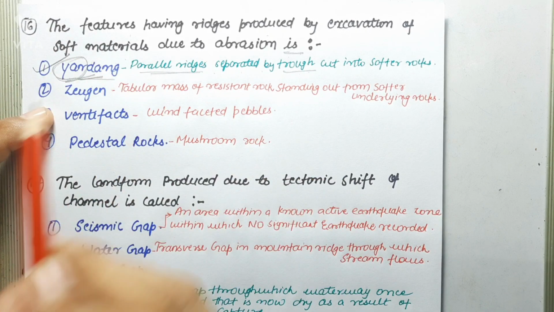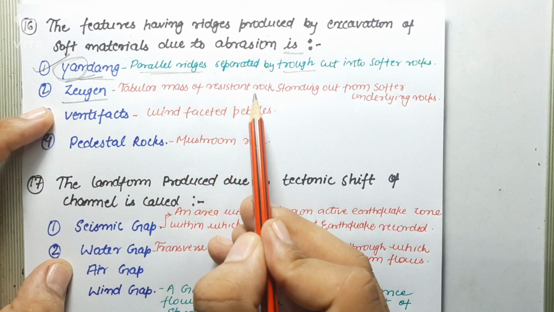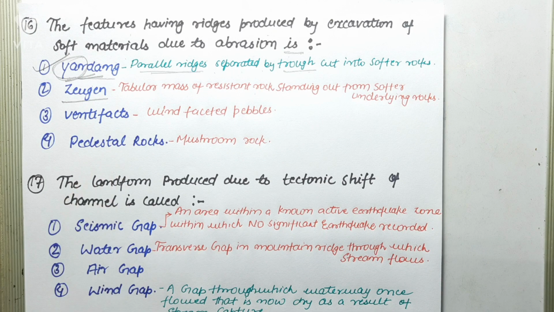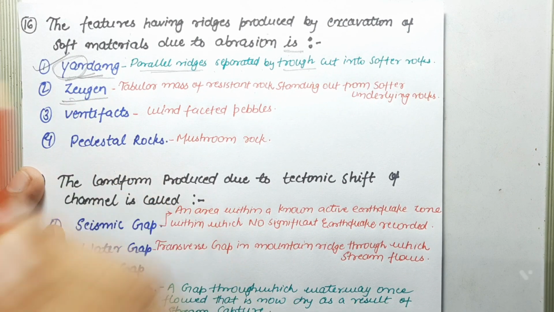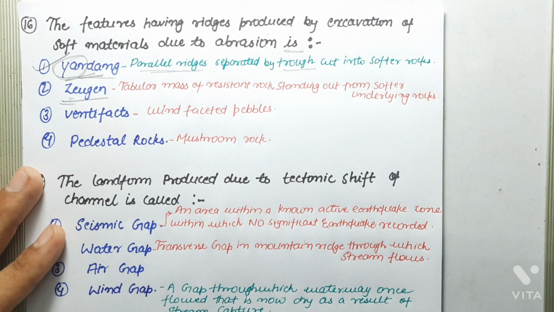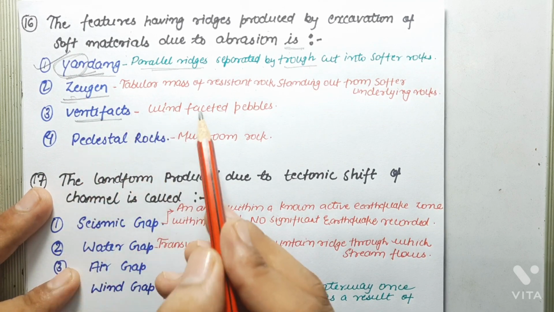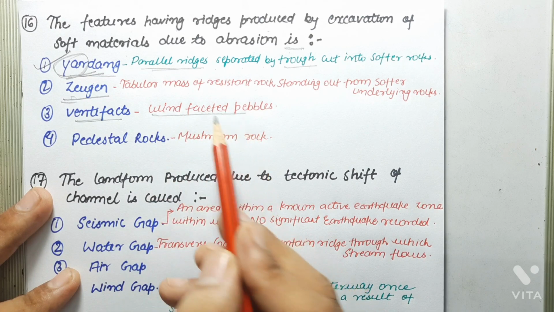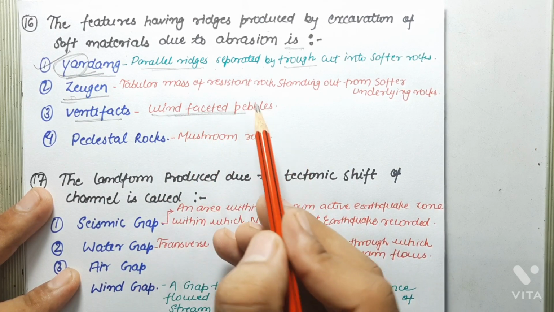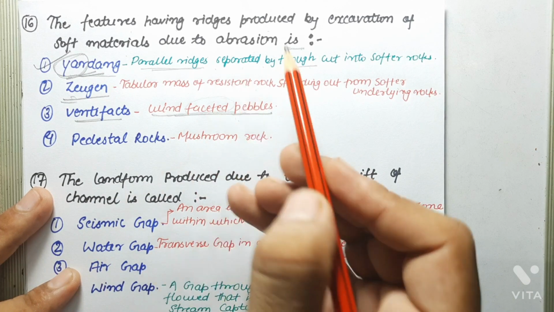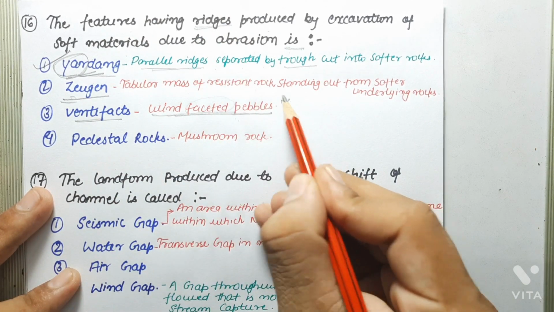Next is Zeugen. Zeugen are tabular masses of resistant rock standing out from the softer underlying rocks. In case of yardangs, rocks of varying hardness are vertically bedded, but in case of Zeugen, rocks of varying hardness are horizontally bedded. Ventifacts are just wind-faceted pebbles, produced by abrasion also, but these are pebbles, so not ridges. This is also an incorrect statement.